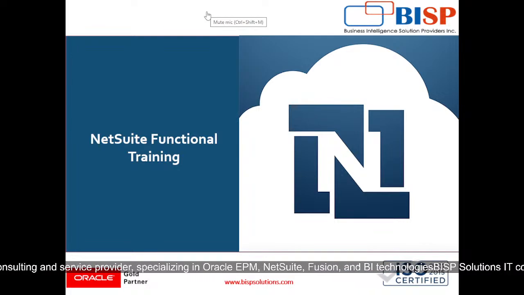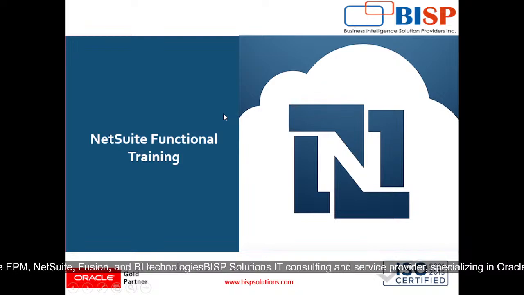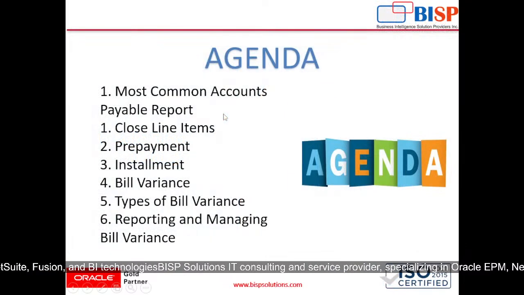So today's webinar agenda is based on NetSuite functional application, master records in NetSuite. Today's agenda is, firstly, the most common accounts payable reports, then close line items, prepayment, installment, bill variance, types of bill variance, and reporting and managing bill variance. So starting with our first topic, which is most common accounts payable reports.